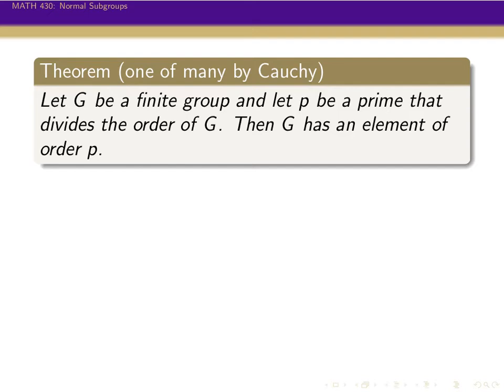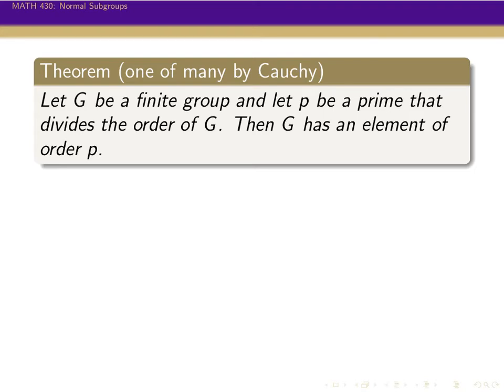Next theorem, so this is a theorem by Cauchy. If you haven't seen Cauchy's name very much, if you keep taking math, you will start seeing it quite a lot more, because Cauchy is very important in algebra, analysis, and complex analysis. He pops up all over the place. This is a theorem of Cauchy's, and it says, let G be a finite group and let P be a prime that divides the order of G, then G has an element of order P.